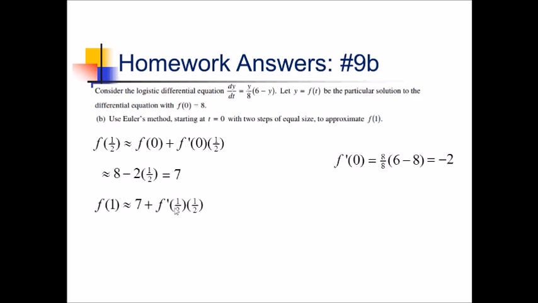So what's the derivative at 1/2? Well, we're going to again have to plug in the y value wherever this x value is. What's the y value that we have to plug in from 1/2? We found right here that f of 1/2 equals approximately 7. So if I'm doing f prime of 1/2, I have to use this 7 for my y value in the differential equation. So that's going to be 7 over 8 times 6 minus 7, which comes out to just -7/8. So then I can rewrite this as 7 minus 7/8 times 1/2.